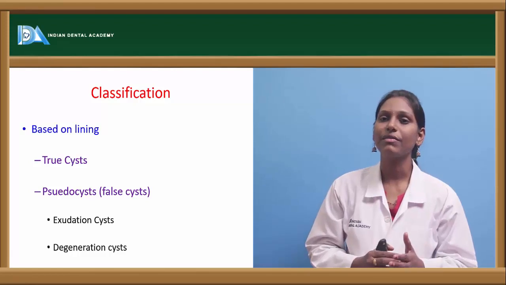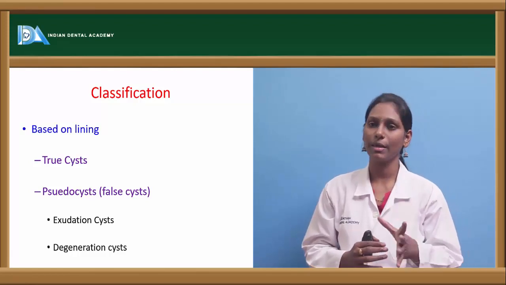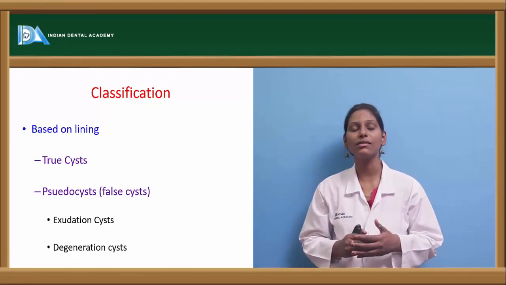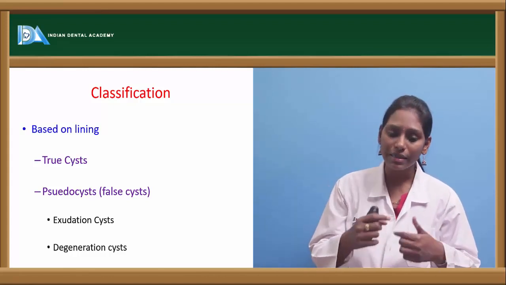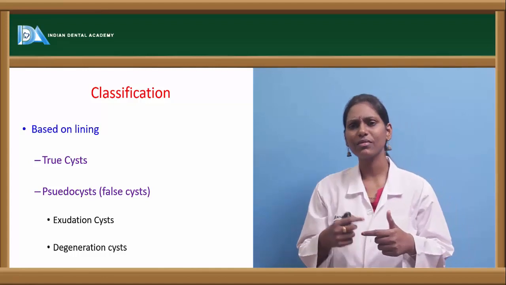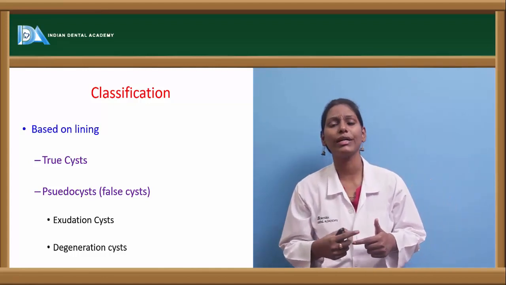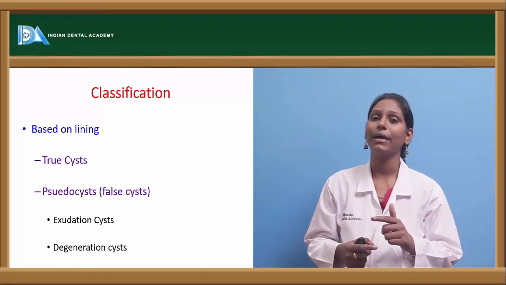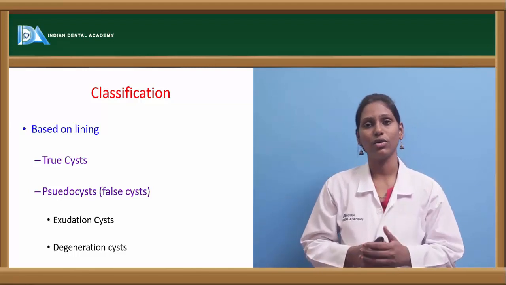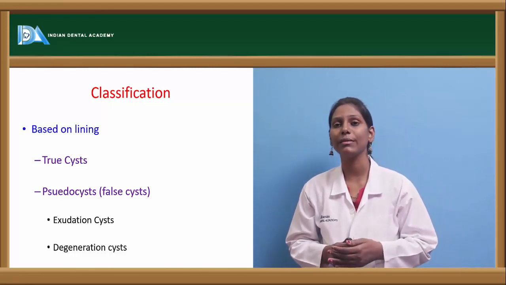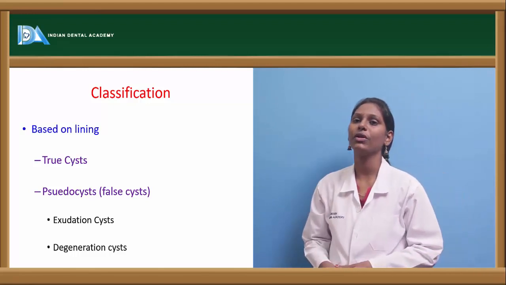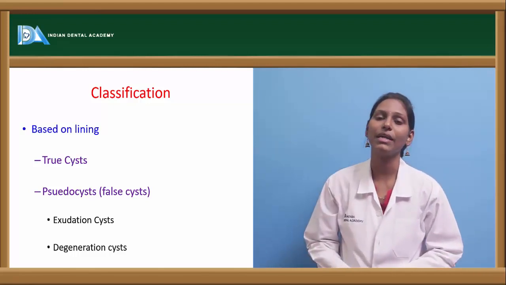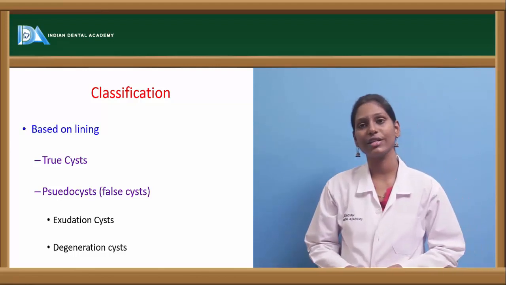A true cyst is lined by an epithelium. A pseudocyst or false cyst is not lined by any epithelium. However, in a true cyst, in the process of its healing, sometimes other than the epithelial or endothelial lining, it can be lined by a granulation tissue lining also. So that can also be a lining material in a true cyst. Pseudocysts are again of various types, like exudation cyst and degeneration cyst.